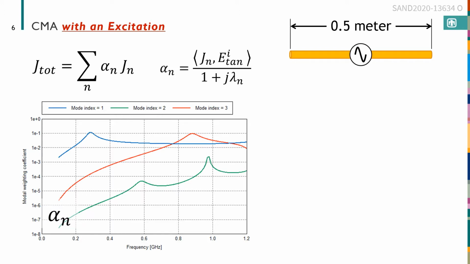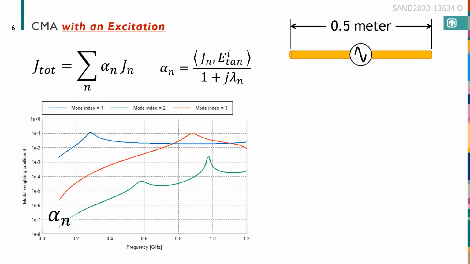So I'm plotting that here for a half-wave dipole. Down to the lower left, I'm plotting modal weighting coefficient versus frequency. And what we see is that that first half-wave mode peaks right around 300 megahertz, where it's resonant. And the 3 half-wave mode also peaks around 3 times that frequency. But the interesting thing we see is that that second mode, because it has a null in the current distribution at the excitation, is never really excited strongly.